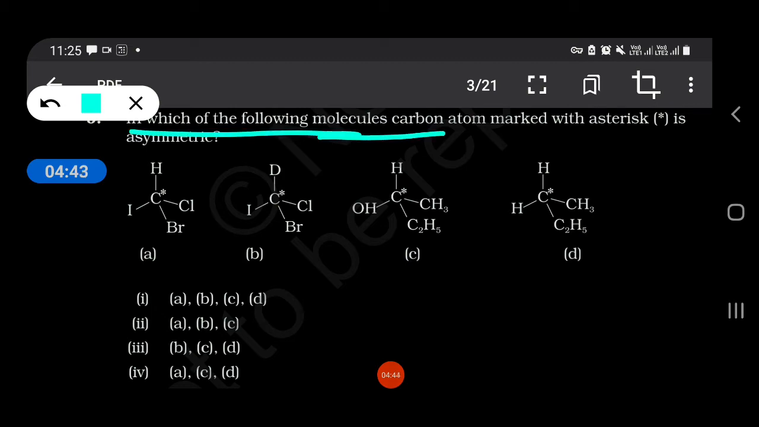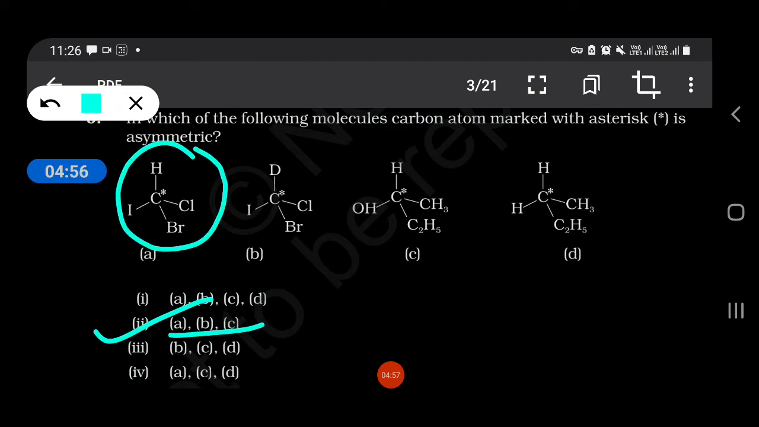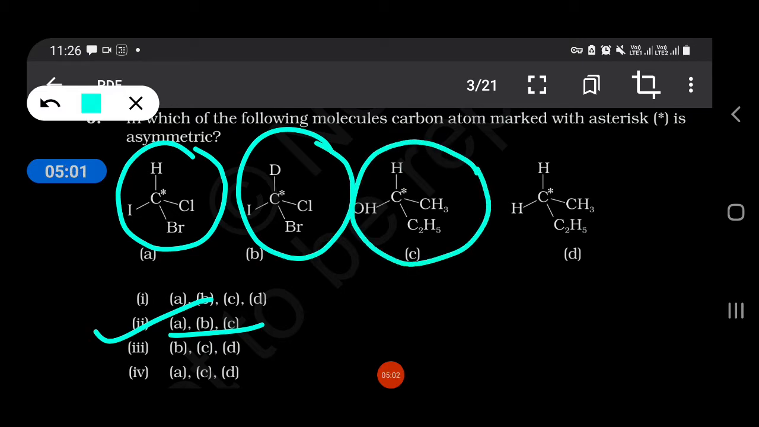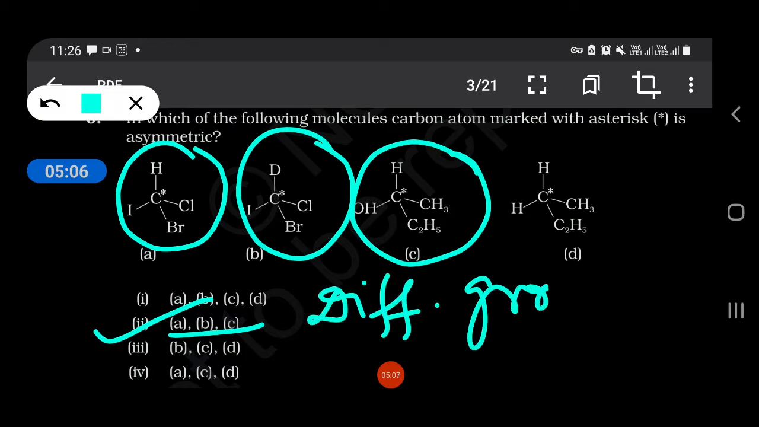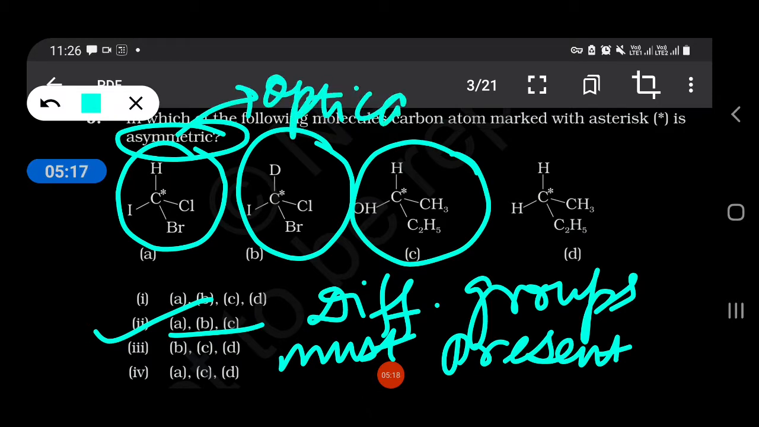In which of the following molecules is the carbon atom marked with an asterisk asymmetrical? Okay, so our answer goes to 2, because here you can see this one is optically active and this one is also optically active, and this one is also optically active because different groups must be present. Optically asymmetric means optically active compounds. Okay.